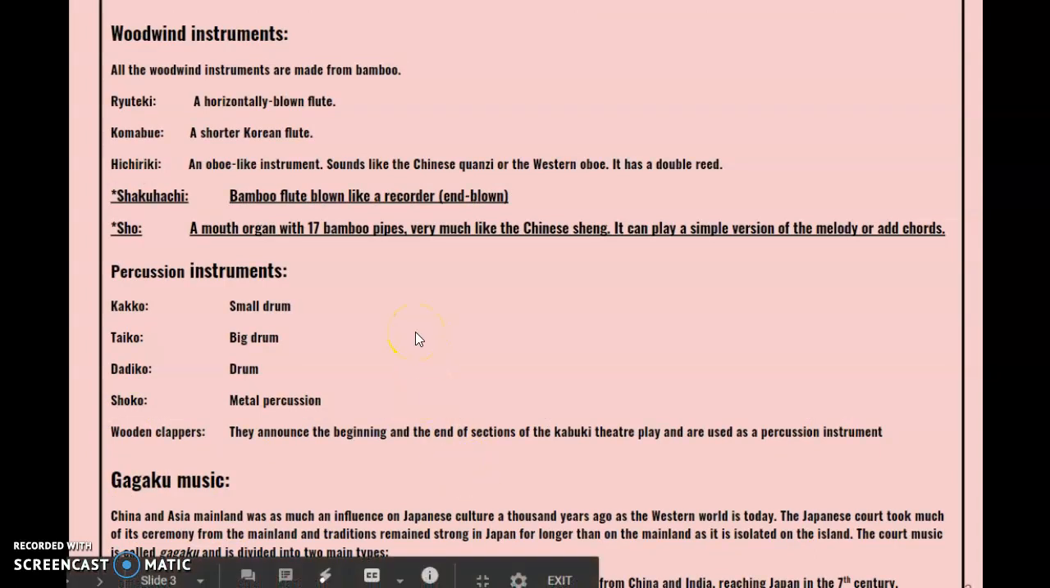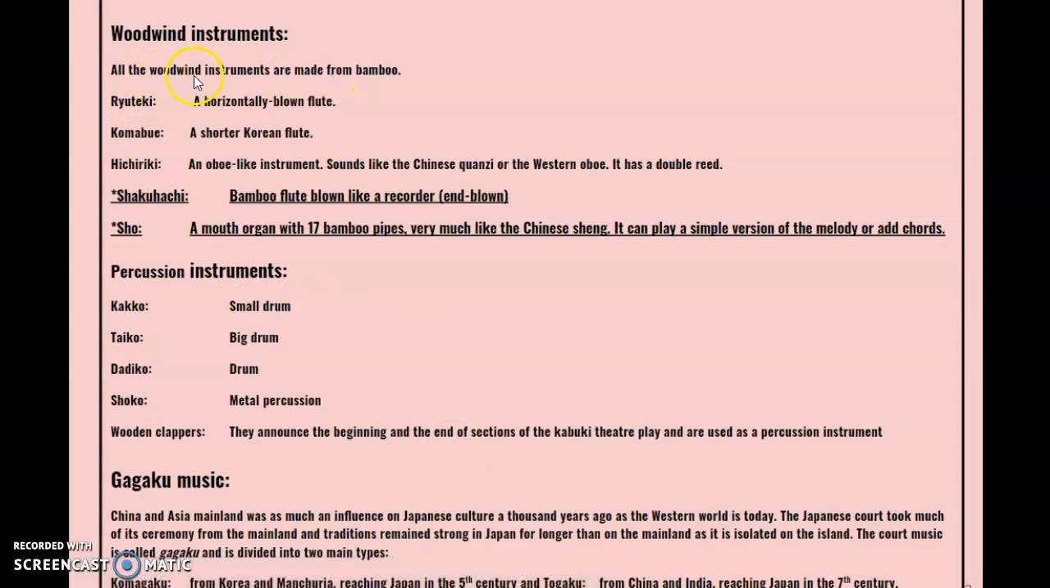and let's carry on now to the woodwind instruments. You can also read through those. The woodwind instruments are made from bamboo. You don't need to know the ryuteki and the komabue, and the hichiriki is the one that sounds like the oboe or the Chinese guanzi. You don't need to know that one. You need to know the shakuhachi, the bamboo flute that sounds like the recorder, or the Arab ney flute.